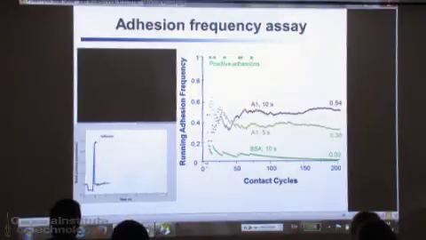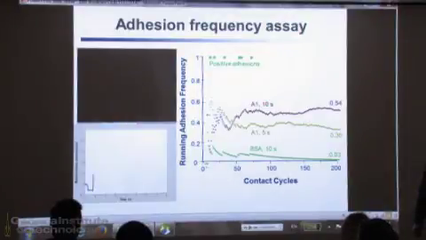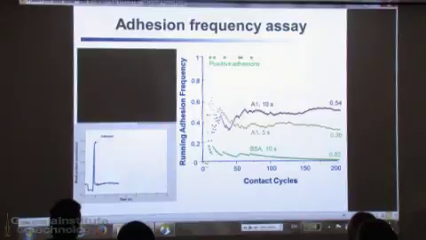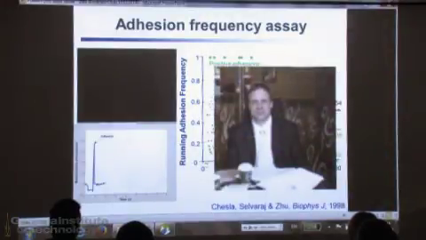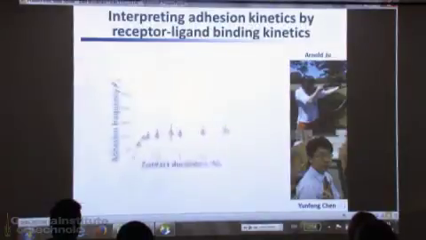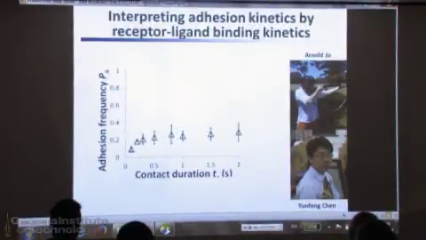But then if you add a ligand, and control how long the contact lasts, 5 seconds versus 10 seconds, well, I need to change this to 0.5 and 1, you see the adhesion frequency changes. So that's the basis of using this assay to measure interaction kinetics. That was done by Scott Chesla a long time ago, published in 1998, my first student, I think. He looks old because he is now. I couldn't find a younger picture of him.